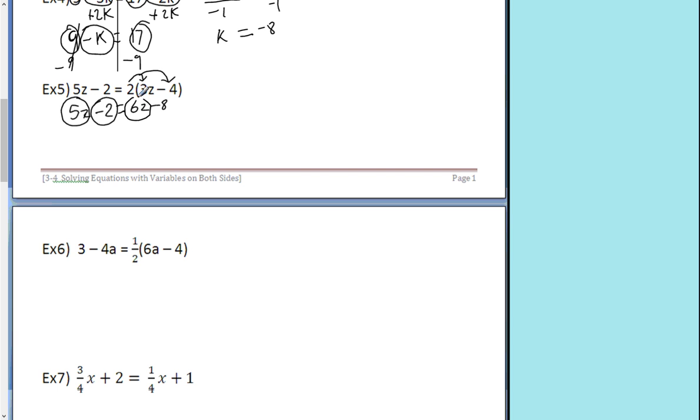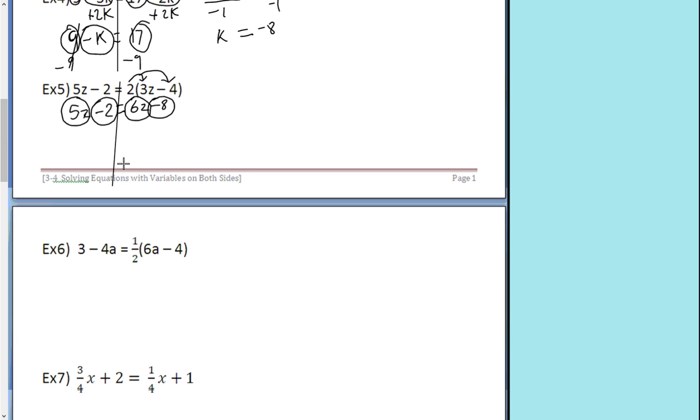Then I have to make a decision. What am I going to get rid of first? Well, let's be smart this time. If I get rid of the 5z by adding a negative 5z to both sides, I'll end up with a positive z. But if I add a negative 6z to both sides, I'm going to end up with a negative z. So it's better to move everything to the side with more positives. And that's a good rule to follow.